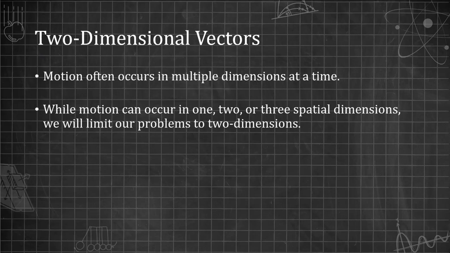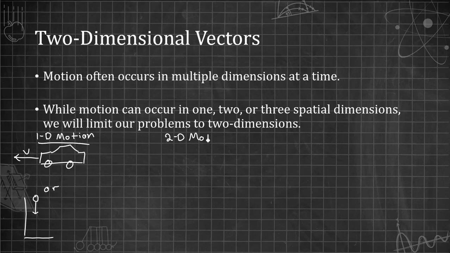So in physics, we use two-dimensional vectors to describe motion that's occurring in two directions at the same time. So here are examples of one-dimensional motion and how they differ from two-dimensional. One-dimensional would be maybe a car traveling down a straight section of road, or an object just falling through the air. That would be one-dimensional motion.